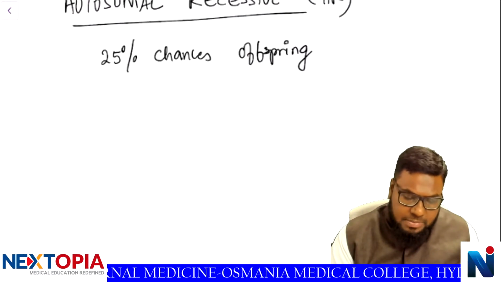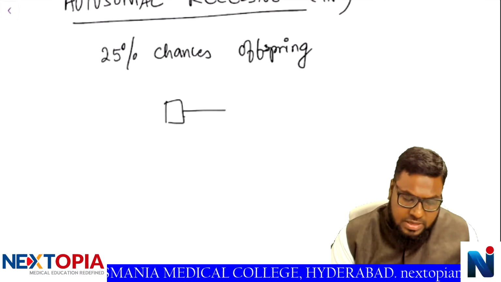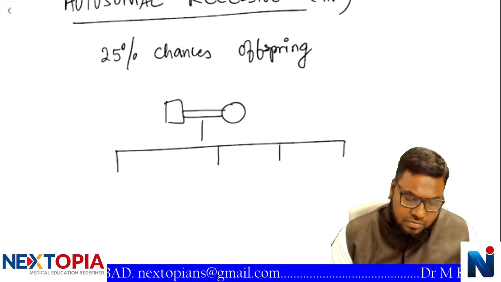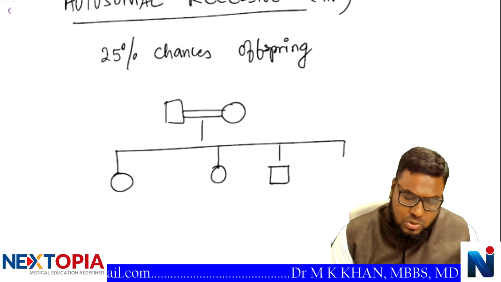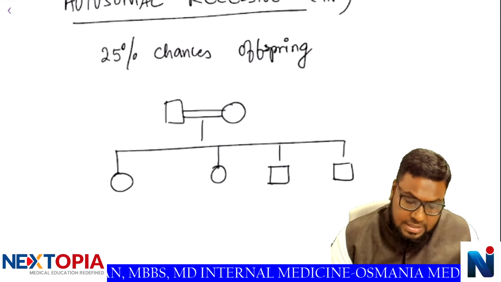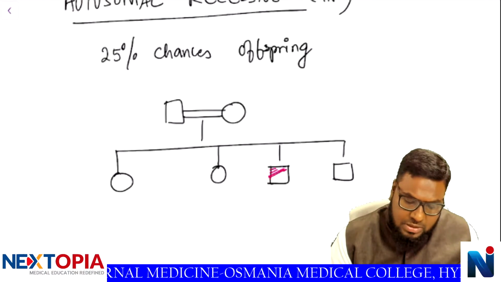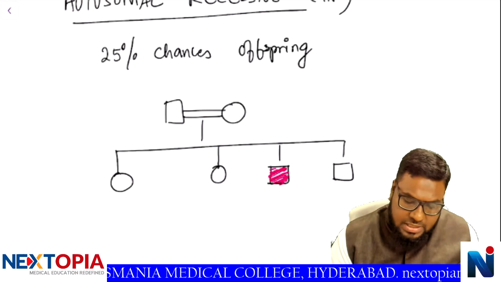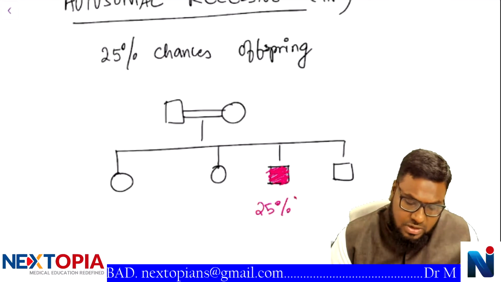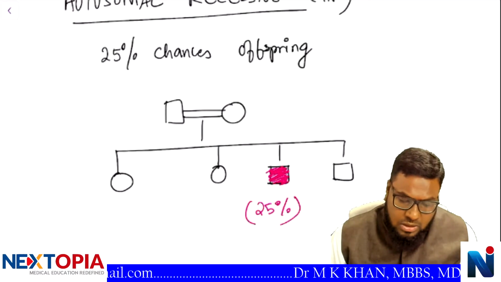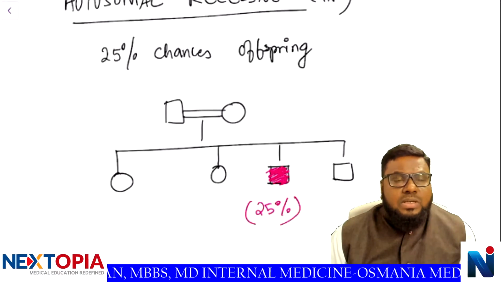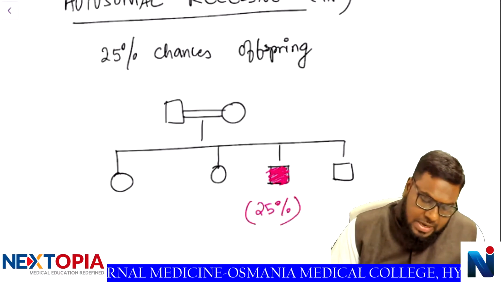For example, I'll draw a trait now. So male, consanguineous to female. They have got 4 children, irrespective of male or female. I'm just giving you an example. You can write multiple types of examples here. So only one person, either male or female, is affected. So here, what is the offspring affected? 25% of the offspring is affected, is it not? So you are calling it autosomal recessive. Autosomal recessive, both male and female have equal chance.